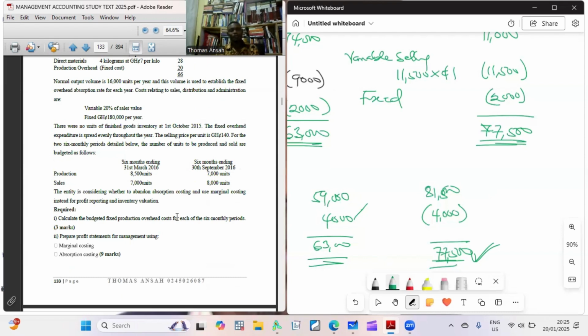So we've done the traditional costing. The next time we meet, we are going to go into the modern one, the ABC. We will be looking at throughput. We'll be looking at product life cycle.